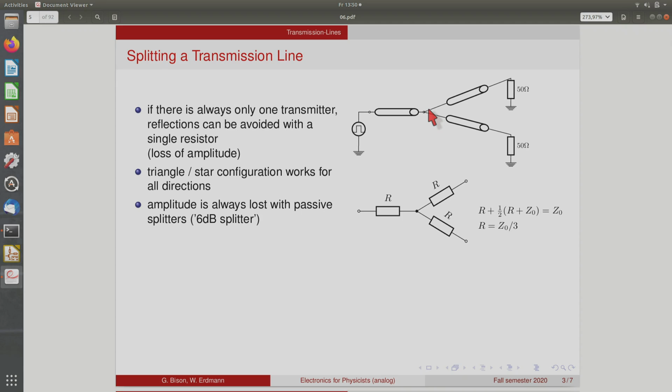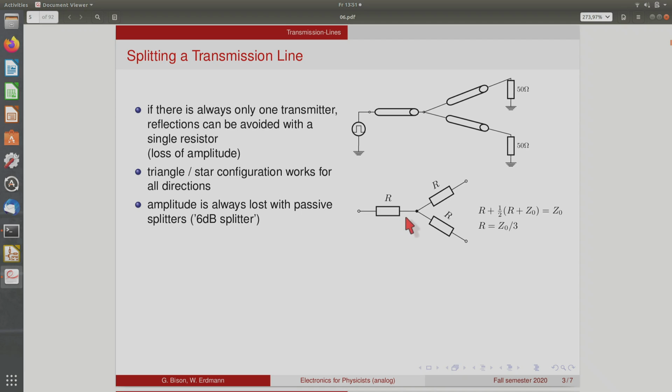So this configuration, of course, only works in one direction. If on the other side, this point also tries to send a signal, then from this side you will see the wrong impedance again. But there is a way to do that. You can use these triangle configurations, for instance.